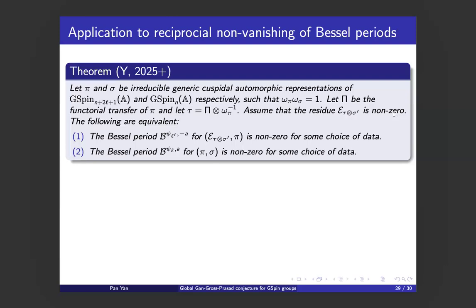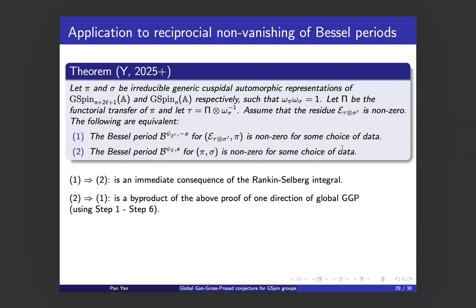Then the following are equivalent. First, the Bessel period for the residue of the Eisenstein series and pi is non-zero for some choice of data, if and only if the Bessel period for pi and sigma is non-zero for some choice of data. The direction 1 to 2 is an immediate consequence of the Rankin-Selberg integral.